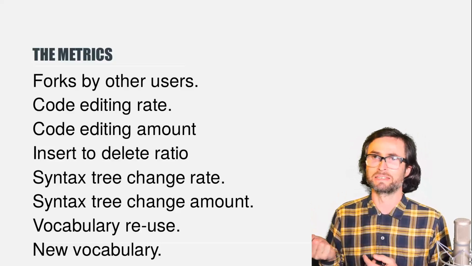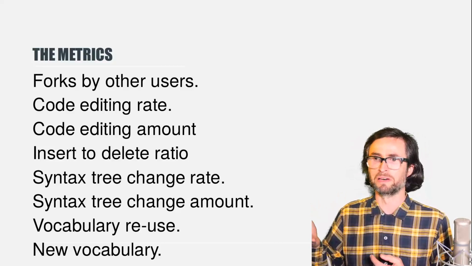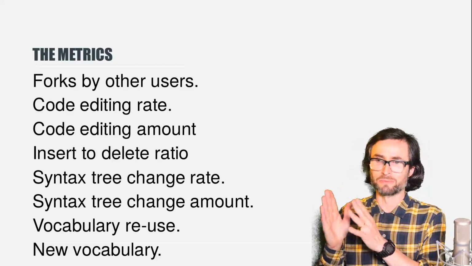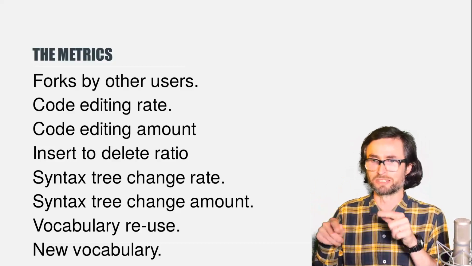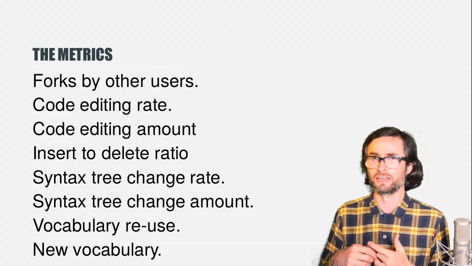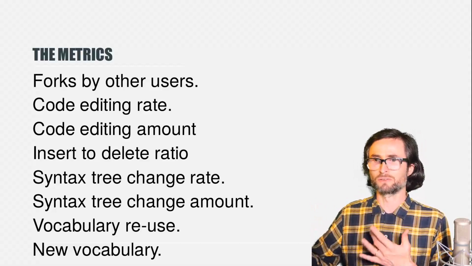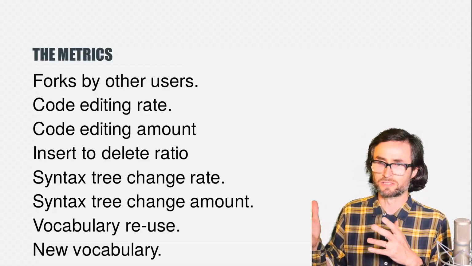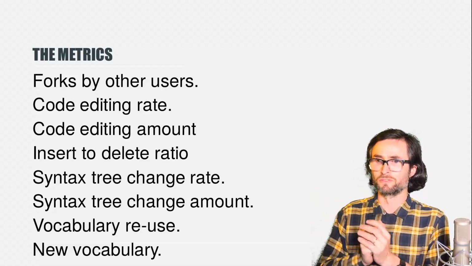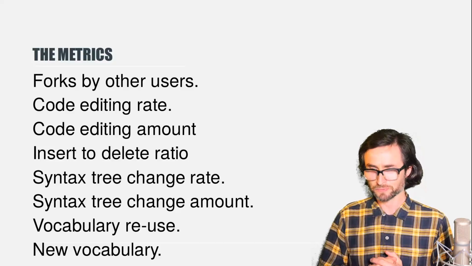Then we've got code editing rate, which is literally ops per hour. So we just count the number of ops that they generate. So how many key presses, if you like, are they generating over a given time period? And then you've got the total amount of editing. So in other words, the absolute amount of ops that were generated.